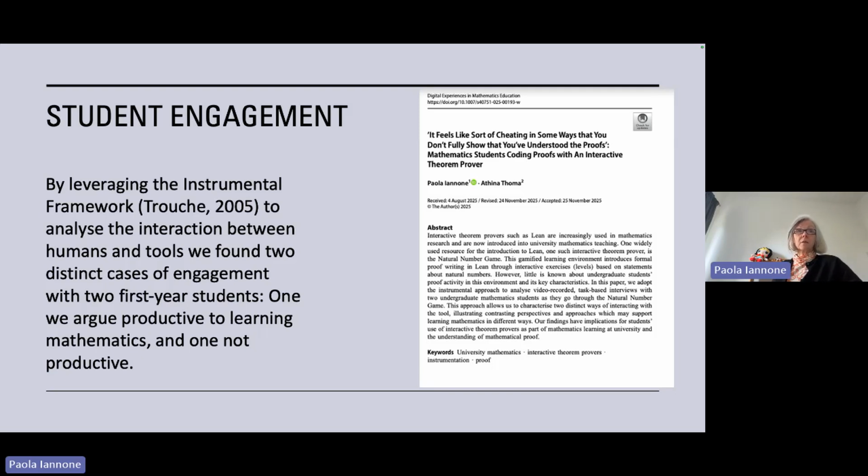We leveraged this thing called an instrumental framework by Trouche. I'm not really going to say a lot about this, but this is a theoretical tool that allows us to really understand what's going on when a human interacts with a tool. In fact, now this framework is used quite extensively to try to understand the interaction of students with generative AI in mathematics. So by using this framework, we were able to say that we could see, even in our small case studies, at least 2 completely different ways of approaching this tool. One that we argue was productive for learning mathematics, and the other one that we argue was not.